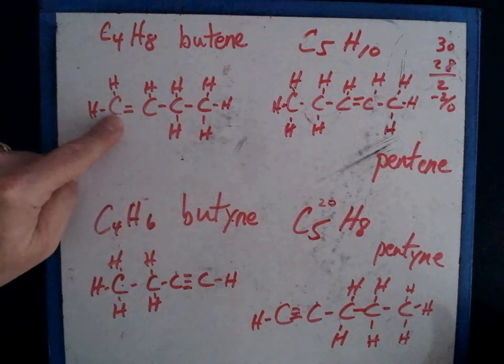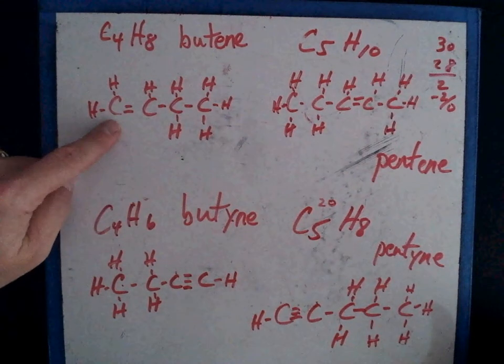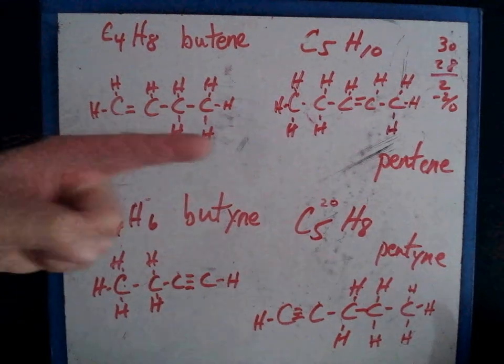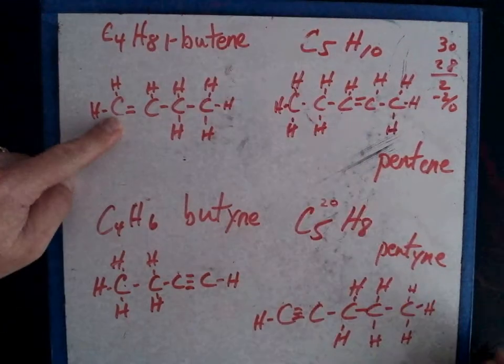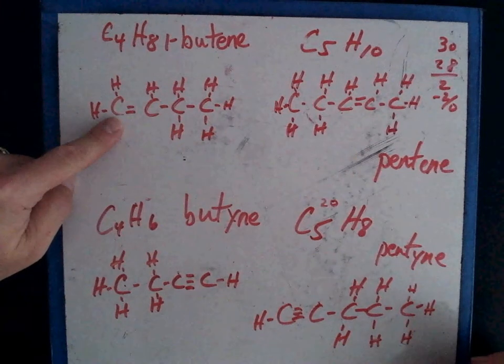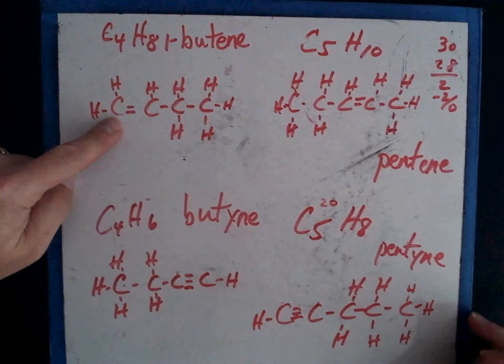He said, look at this picture. After what carbon did you put your double bond? We're going to count this way. After carbon number 1, he said, just call it 1-butene. Okay? Call it 1-butene. That's where you put it.